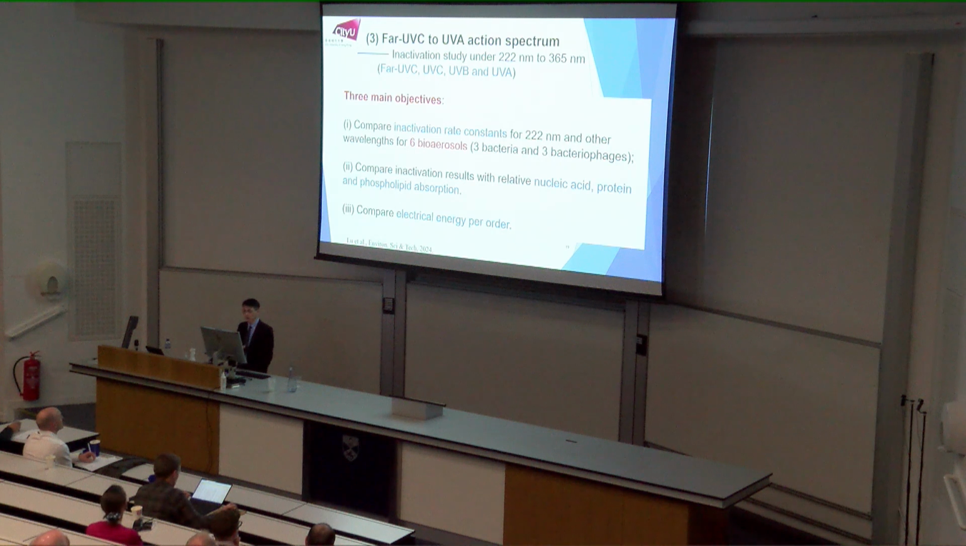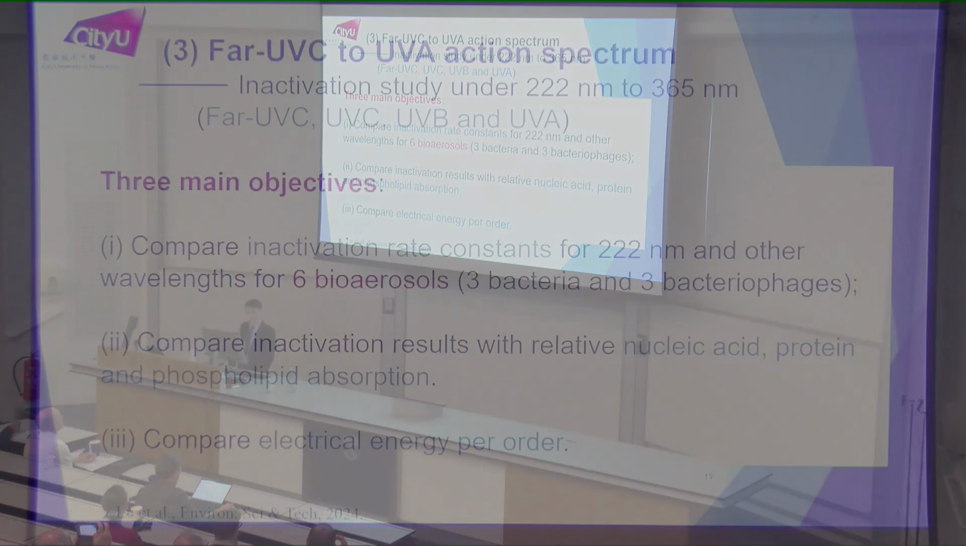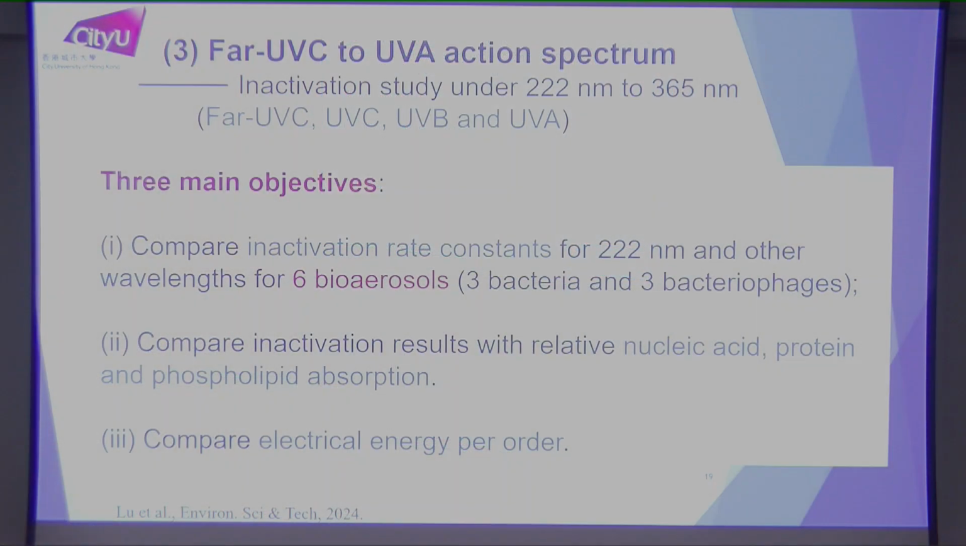As I mentioned, I try to study from 222 to 365, the UVA spectrum. The objective is to compare the different inactivation rate constants, the k values, for free bacteria and bacteria phage. I also want to report the inactivation results with respect to the nucleic acid, protein, and phosphate absorption. And also importantly, I want to compare how much energy I use per order of reduction.